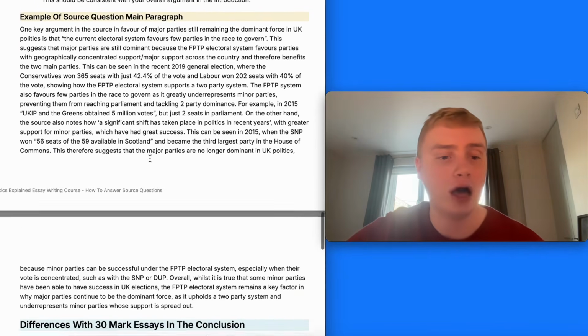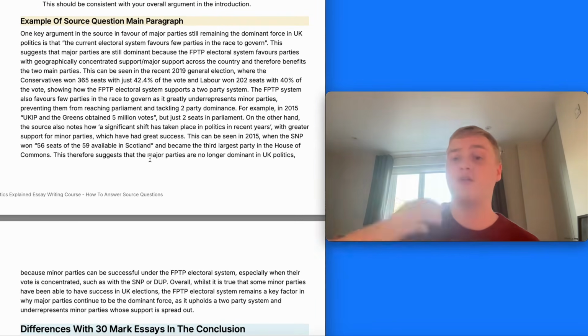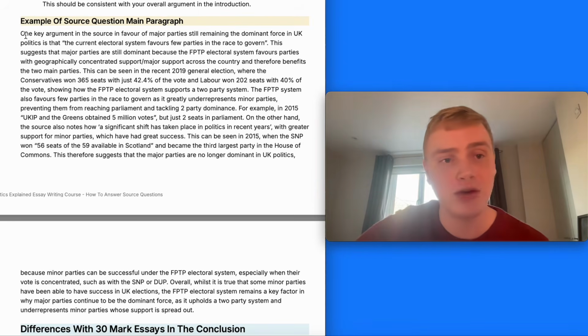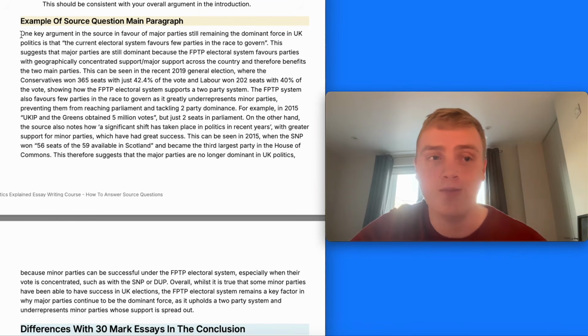So I'll give you an example of a source question main paragraph here. Feel free to pause this and have a full read through. You see at the start here, when we're introducing the argument, we're using the quote and we're using the language of the source.